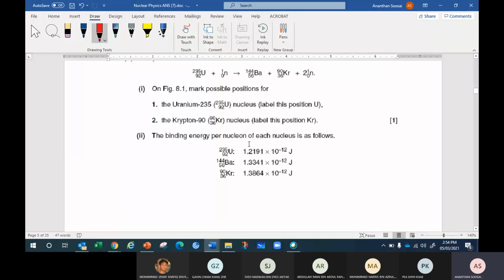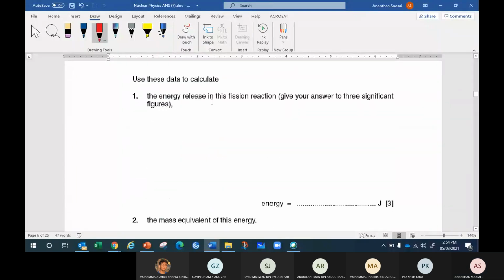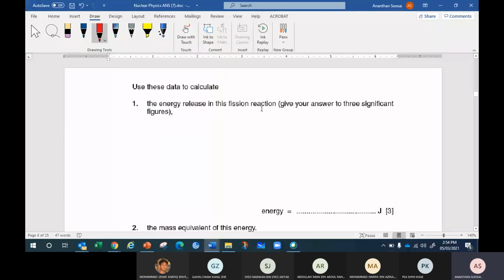Okay, next, the binding energy per nucleon of each nucleus is given. Uranium, barium, krypton given. Uranium is the reactant. Barium, krypton are the products. We have a few neutrons. Okay, chain reaction, right? Chain reaction. So use this data to calculate the energy released in the fission reaction. How much is the energy released in the fission reaction?